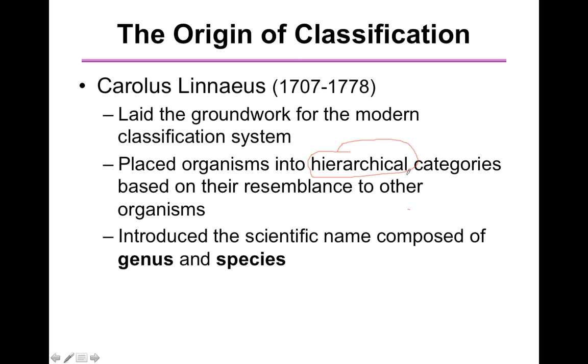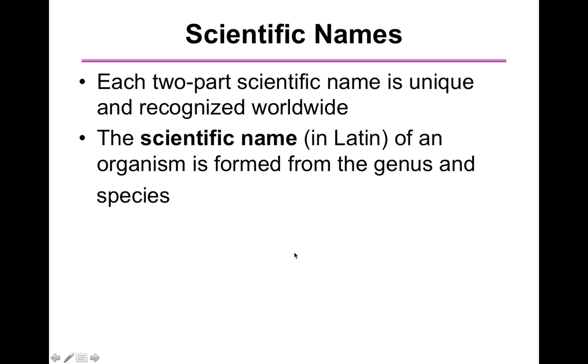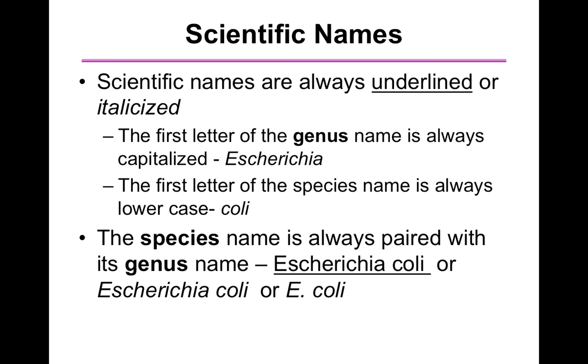It's called hierarchical categories, based on their resemblance to other organisms. Introduced the scientific name, composed of genus and species. Each two-part scientific name is unique and recognized worldwide. The scientific name, in Latin, of an organism is formed from the genus and species. Scientific names are always underlined or italicized.